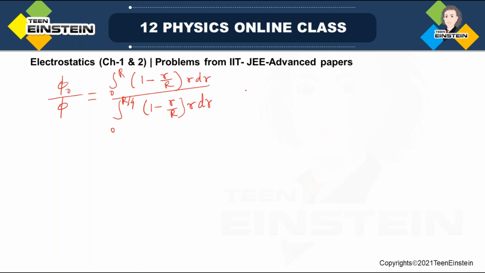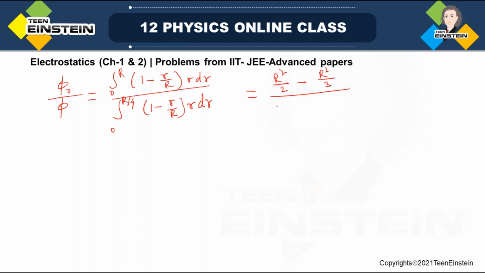Okay, if we do the integration part and take the proper limit, then we get here r square by 2, and here r cube by 3. Or I'll write r cube by 3r, so one r will cancel, and it will be r square by 3, r square by 3 in the numerator.